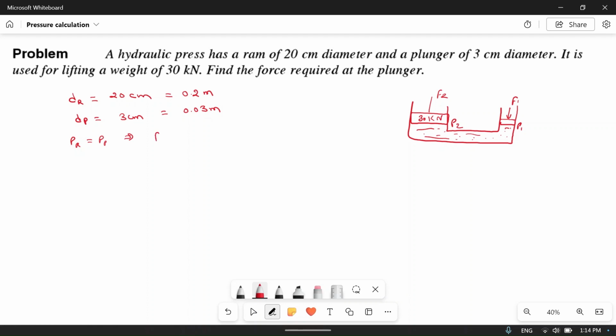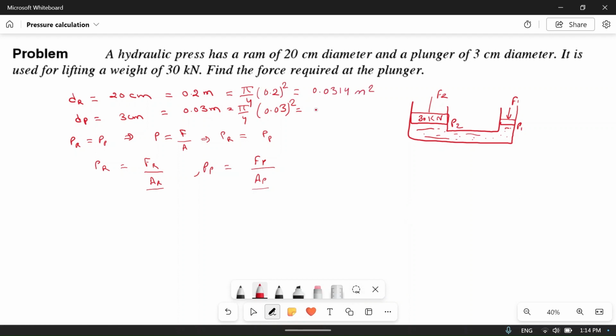Okay, so what is pressure? Pressure is equal to force upon area. Pressure at the ram is equal to force at the ram upon area of the ram, and pressure at the plunger is equal to force on the plunger upon area of the plunger. So we need the area of the ram and the area of the plunger. It is circular, so the area will be pi by 4 into d square; for the ram it is pi by 4 into 0.2 square and for the plunger pi by 4 into 0.03 square. So this one will be 0.0314 meter square, and this one will be 7.068 into 10 to the power minus 4 meter square.